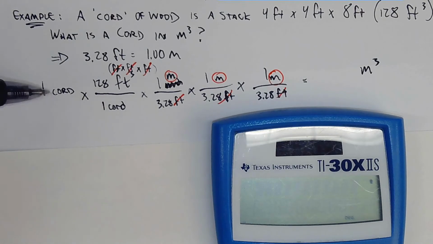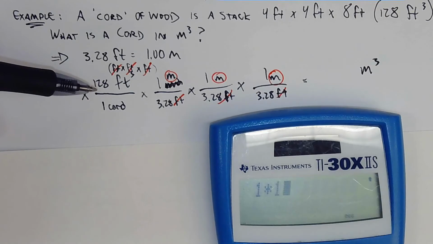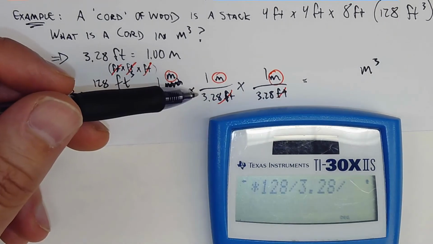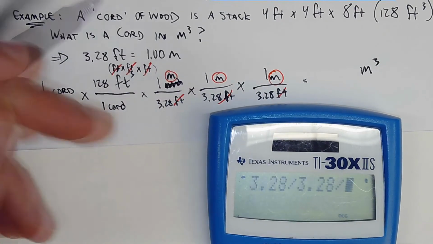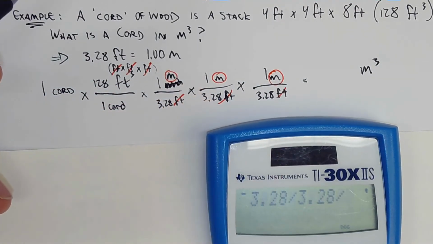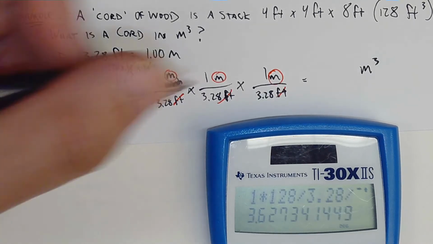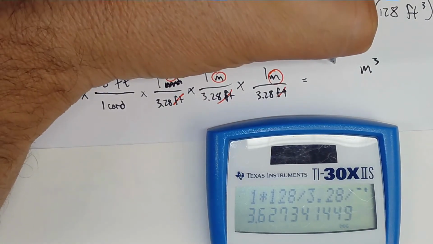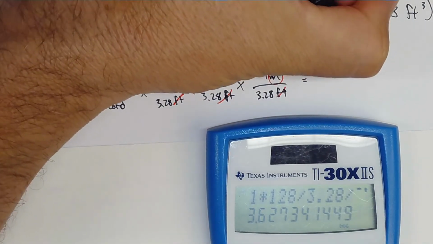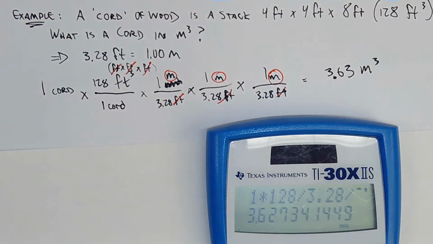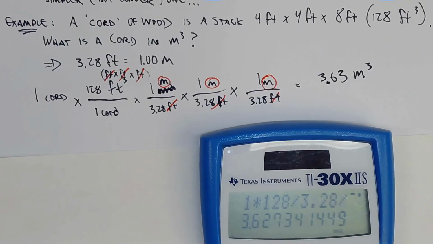So we're going to go 1 cord. Well, I guess we'll start there. All right, 1 cord times 128 divided by 3.28 divided by 3.28. And again, there's mathematically faster ways you could do this. I know. I'll just show you the solution the way we worked it out. And that gets you around 3.63 cubic meters. Okay, well, so now our friends from around the world know exactly what the volume of a cord of wood is in the SI system.